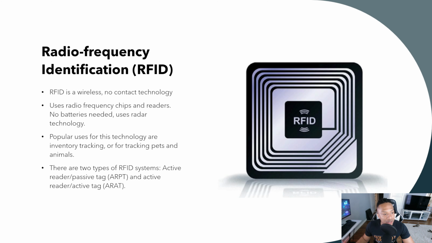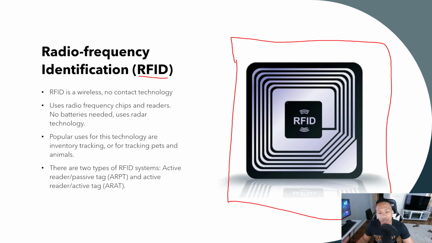All right, so the last thing we have to talk about is radio frequency identification, RFID. So what is RFID? It usually uses chips and readers. This is like an RFID chip. You know how people always get obsessed over humans being chipped and tracked? This is what they're worried about. They're worried about RFID on humans. So pretty much this uses radio frequency chips and readers. No batteries are needed. It uses radio technology. Popular uses for this technology are inventory tracking and tracking pets and animals.